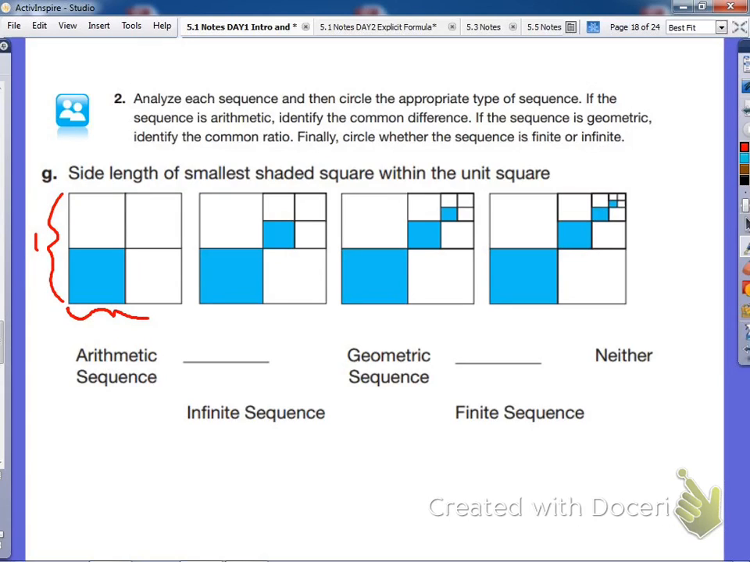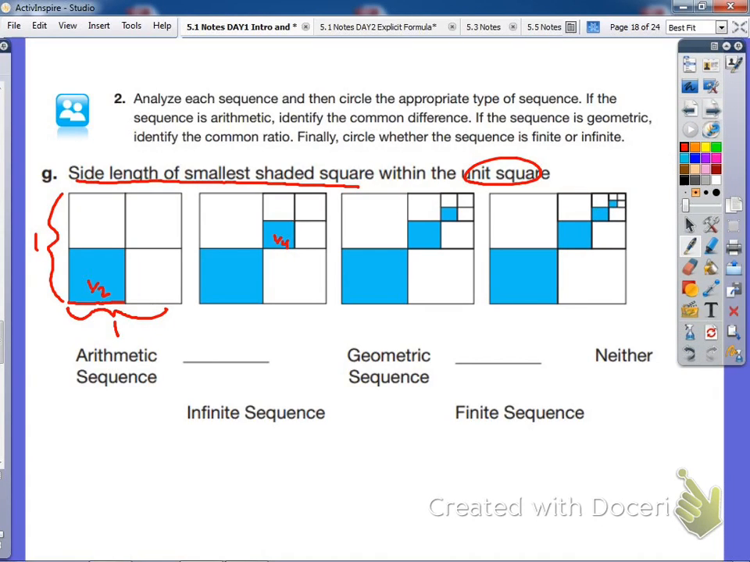So this is 1 by 1. That's a unit square, all right? So it wants the side length of the smallest shaded square. So it wants this, the side length. So in this case, it's a half. And then the smallest here, a half of a half, that'd be a fourth, and then so on and so forth. So you can work on that problem also for homework.